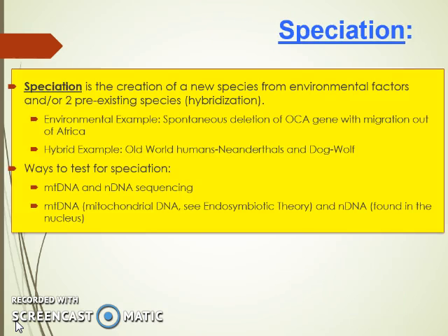We'll talk about speciation. This is the creation of a new species from environmental factors, or when we create a hybrid, which is two different pre-existing animal species coming together to create something new. And there are different ways to test for this speciation. Most of it's done through DNA sequencing.